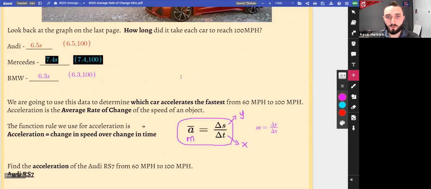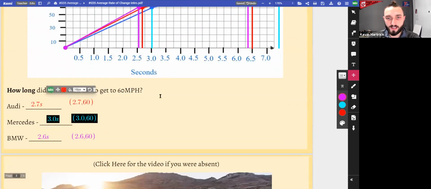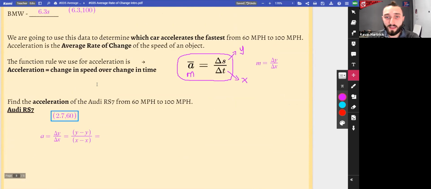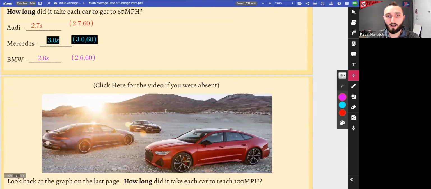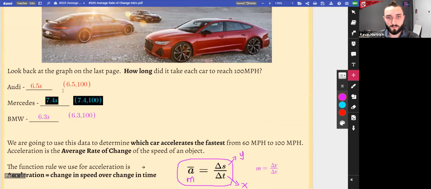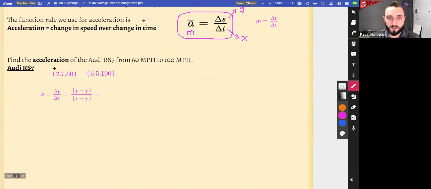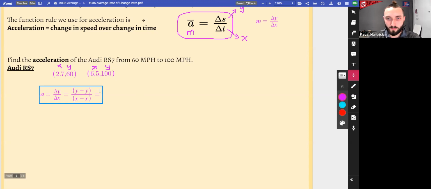So let's find what the points were for Audi. The first point for Audi was 2.7 and 60. I'm going to bring that down here so we have it. And then the second one was 6.5 and 100. So there are our 2 points. Remind ourselves the first one is the x, second one is the y. All that's left to do is plug this into the formula.